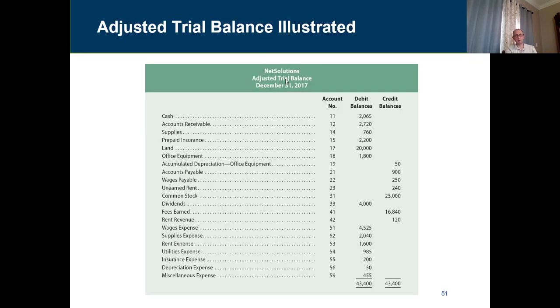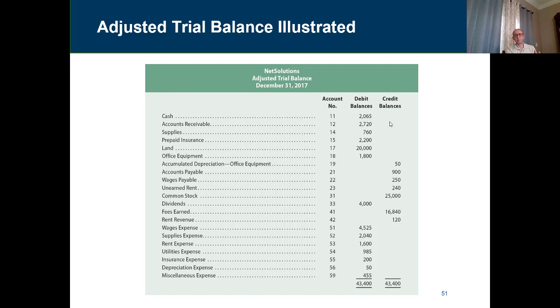It's called now the adjusted trial balance. So remember, in the previous chapter, in chapter 2, we had the unadjusted trial balance. Once we have the adjusting entries, the next step is to prepare the adjusted trial balance. Very similar to what we had before. It's like all the accounts that are in the company with their debit and credit balances, and their total should match.